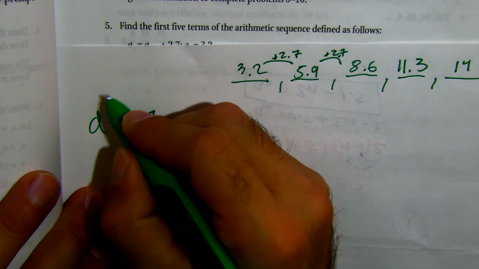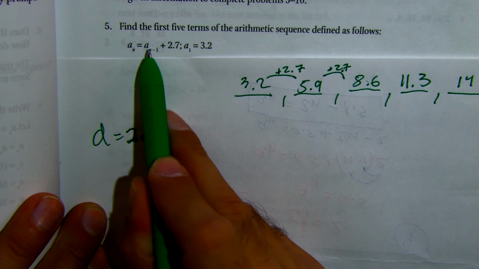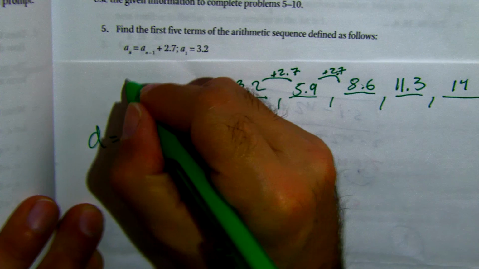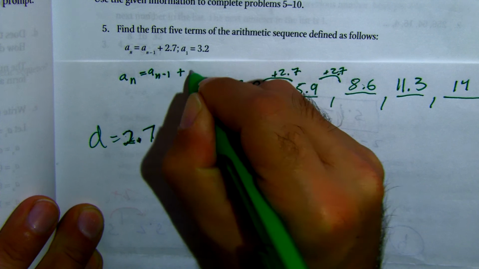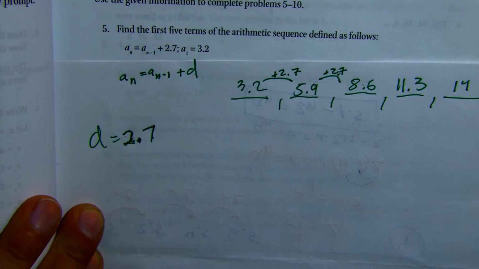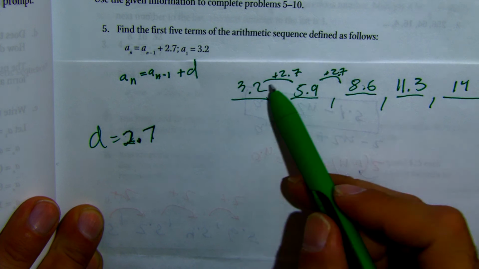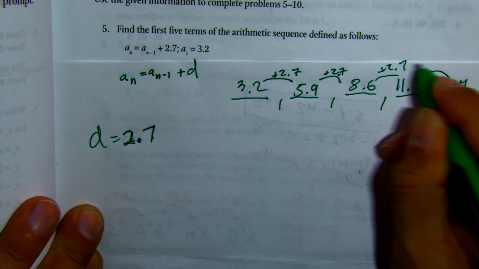Okay, so the main thing is that we used this information they gave us here. We used a sub n is equal to a n minus 1 plus 2.7. That is our recursive formula, a n minus 1 plus d. So we know that 2.7 is d. We knew a sub 1 is 3.2. That's how I started the sequence. And then I used d to find all these, which are going to be plus 2.7. Okay? Who asked for that one?